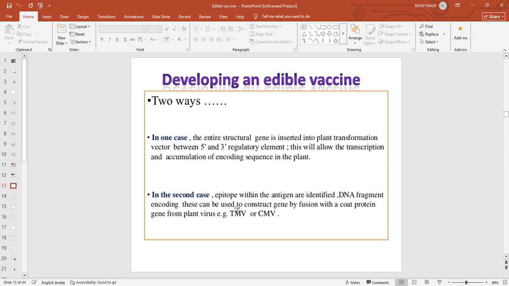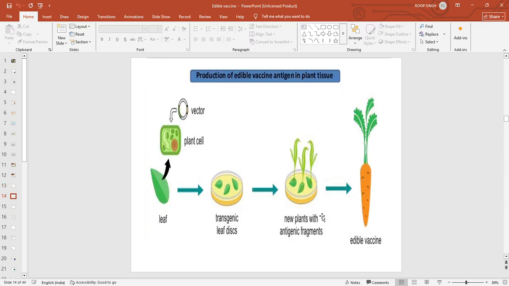In the second case, an epitope, just the more highly immunogenic part of an antigen, can be identified, and then that particular epitope can be used to construct a gene by fusion with a core protein gene from a plant virus like TMV, tobacco mosaic virus, and others. This chart shows the production of edible vaccine. You develop the vector, introduce the vector into the plant cells using agrobacterium or microprojectile, and put this into the leaf. After antibiotic selection you get the transgenic leaf disc and a new plant with the antigenic protein.